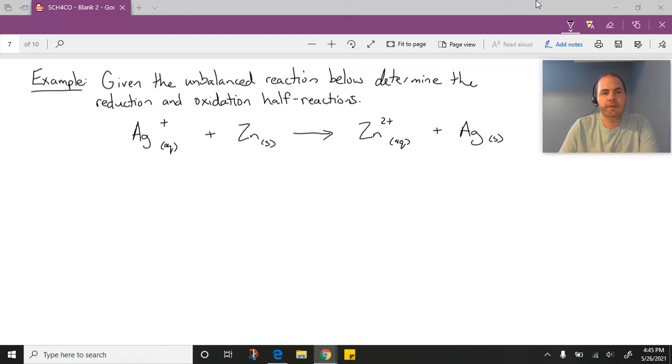Welcome, folks. We're here to try and identify reduction and oxidation half reactions when we're given an unbalanced reaction, such as the one here between silver ions and zinc. So let's take a look at how we're going to do this.